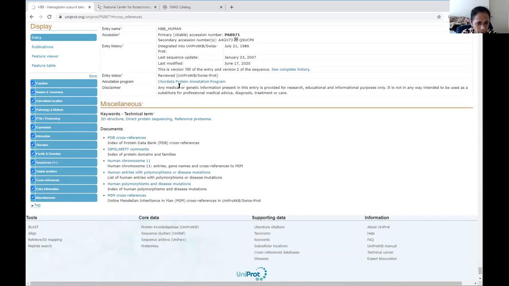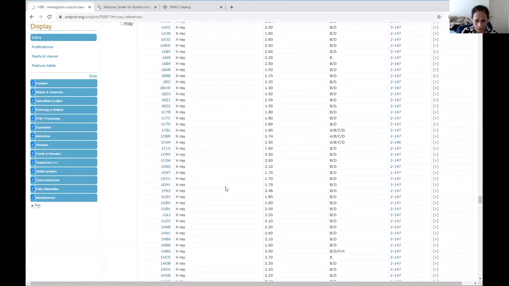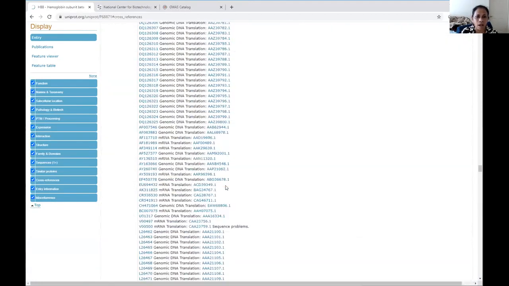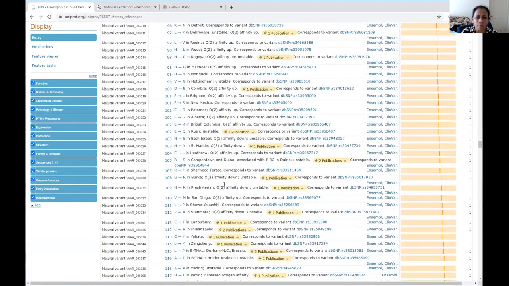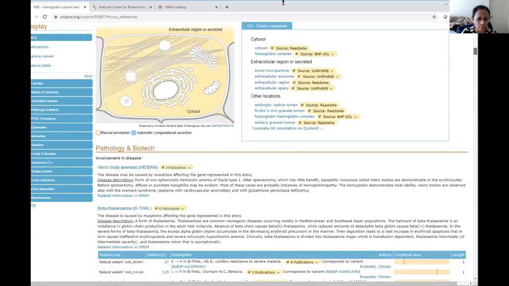So there's so much information, medical and all of those things. This is all pretty much cross references. It tells you which chromosome it belongs to. It belongs to chromosome 11 and all of those things, right? So in a nutshell, this is called a protein record that contains information about just one protein, right? This is all about the hemoglobin beta chain. It's all about one protein.